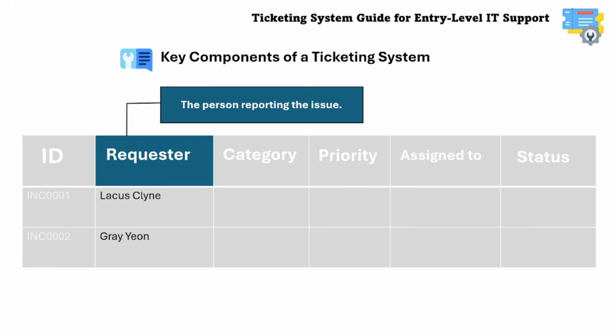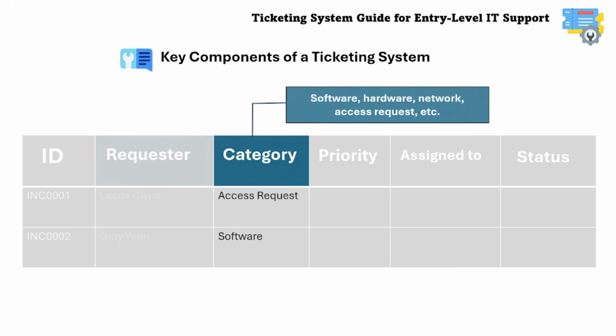Next is the requester or the user submitting the ticket. Why is this important? Because it helps IT identify trends. It also ensures correct communication with the user for troubleshooting and follow-ups. Then, we have the issue category or classification of the problem. This is categorizing tickets, which improves organization and efficiency.